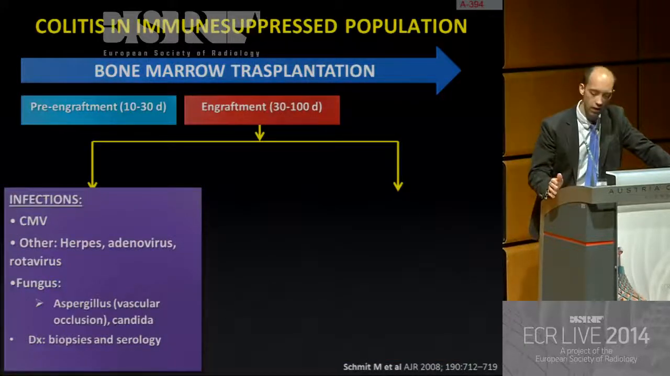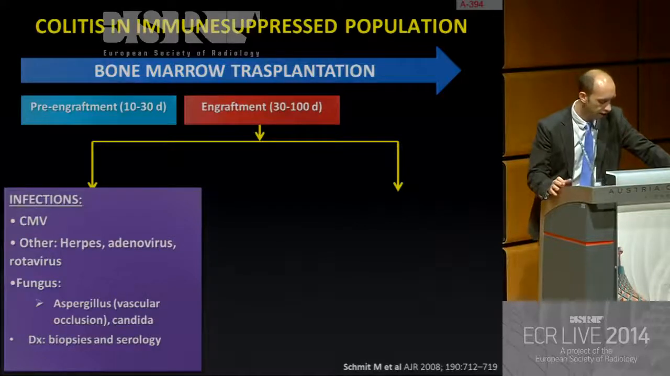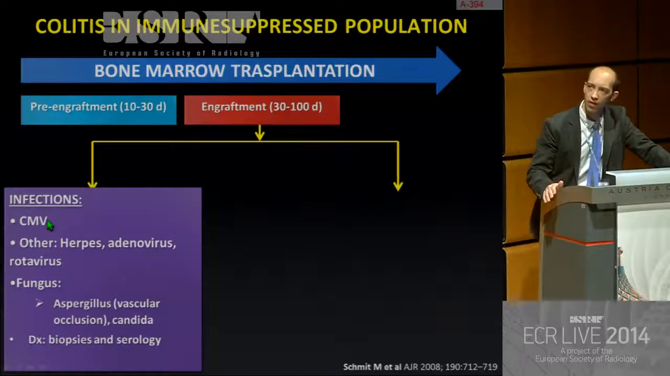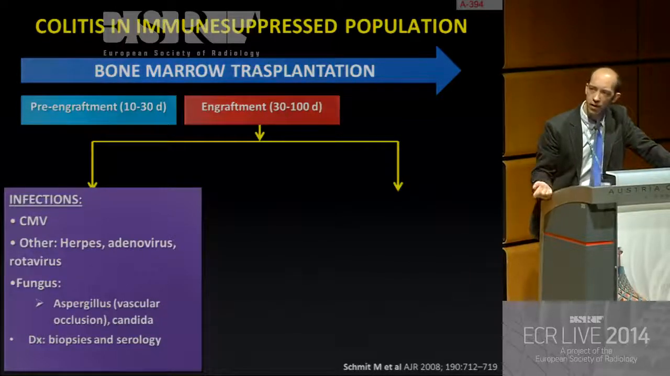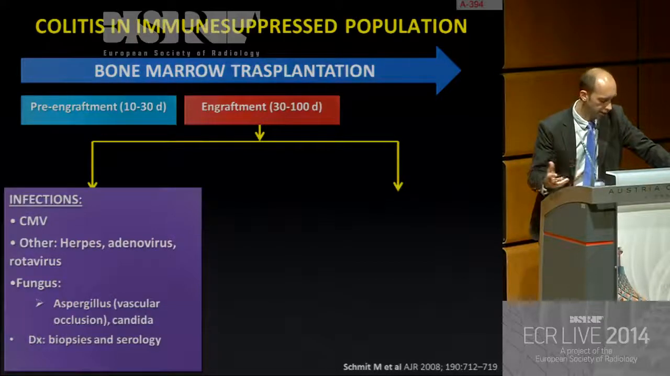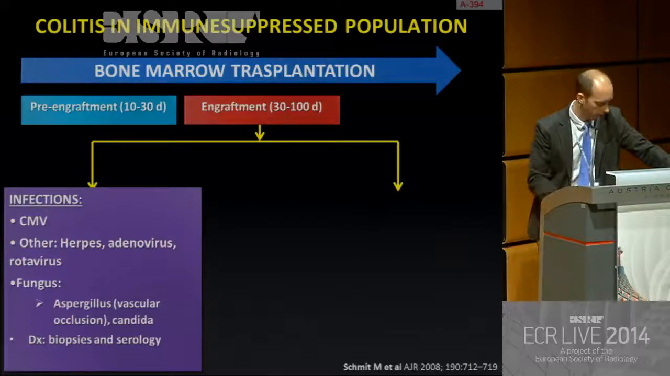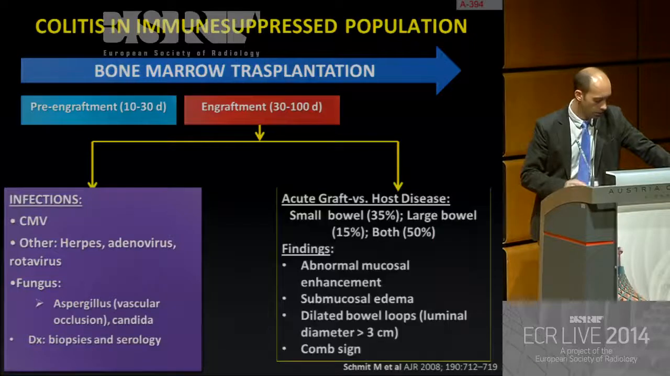this etiologic diagnosis. Later, after the first month of the bone marrow transplantation, these patients are susceptible to suffering from infections. The most common is cytomegalovirus, that may have a diffuse infection of the colon. And the final diagnosis is done after obtaining biopsies of the mucosa. But in the meantime, we can suggest this possibility, and the patient can be covered with the correct treatment. Other causes are herpes virus, adenovirus, rotavirus, and even fungus.